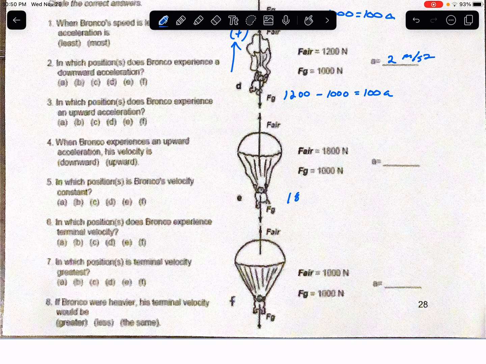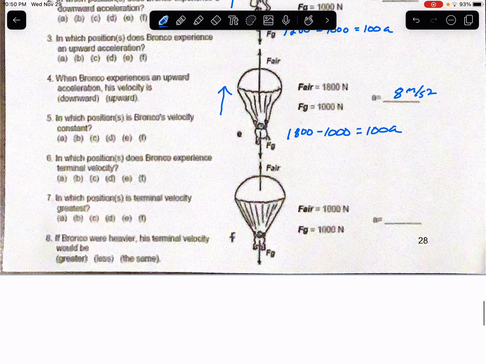So 1,800 minus 1,000 equals our mass, 100, times a. So that means my new acceleration is 8 meters per second squared. That acceleration doesn't mean that you're actually going faster. It just means you're accelerating in the other direction. That means it's slowing down your velocity because your acceleration is going in the opposite direction.